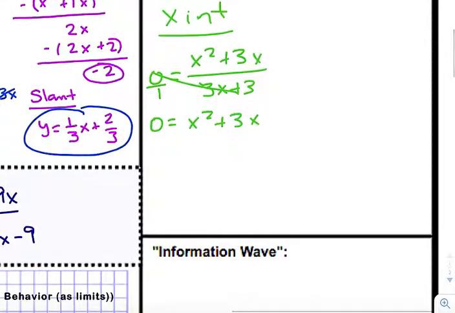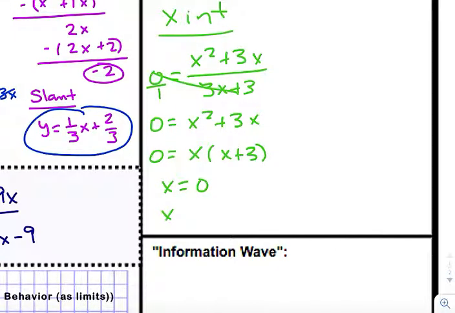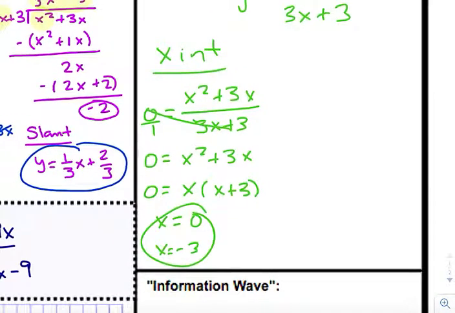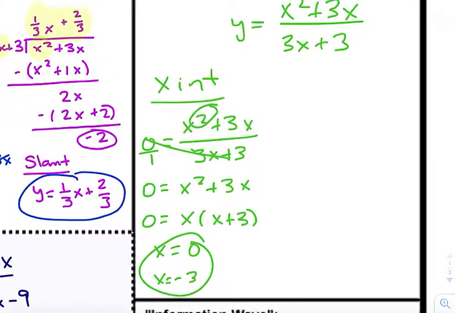Now this can be solved in a lot of different ways. It's quadratic. I think I'm just going to factor this. So 0 is equal to x times x plus 3. And so that means x is going to be 0. X-intercept can also be negative 3. Now we expected this, of course, because it's a quadratic with a power of 2. So we expect to end up with 2 roots.